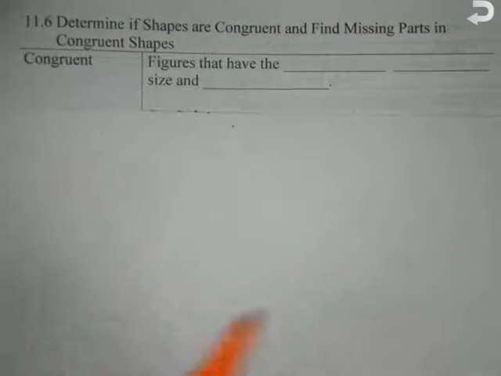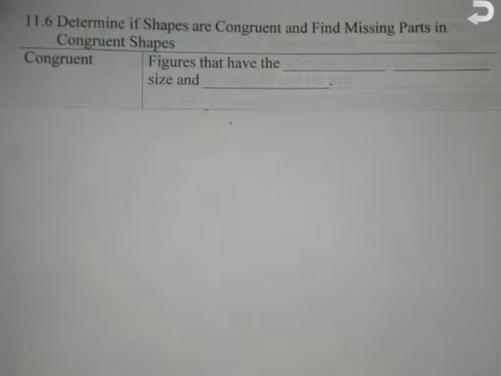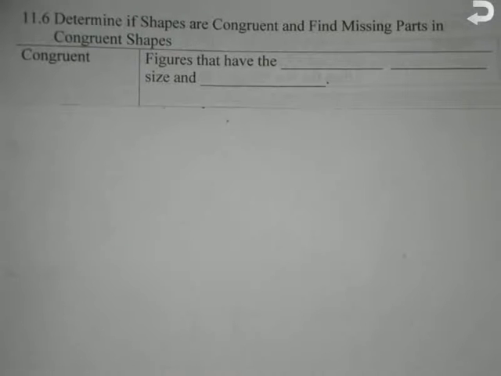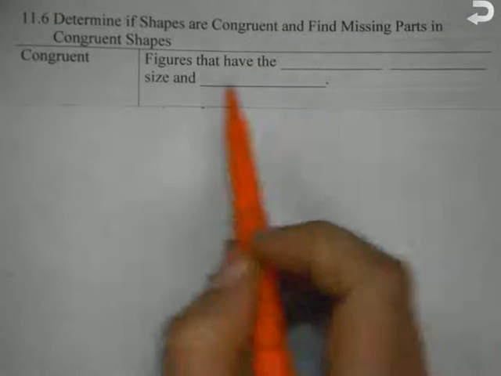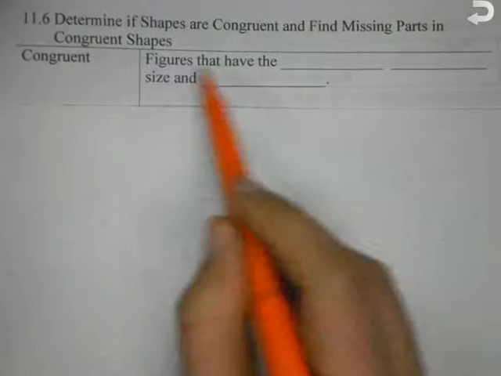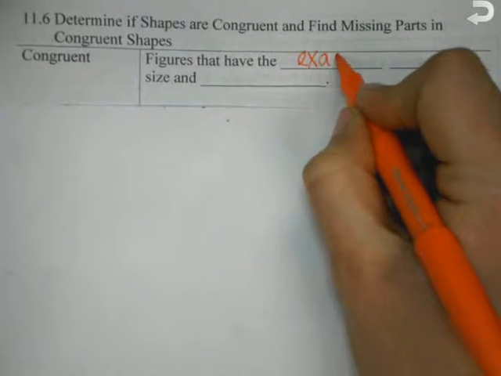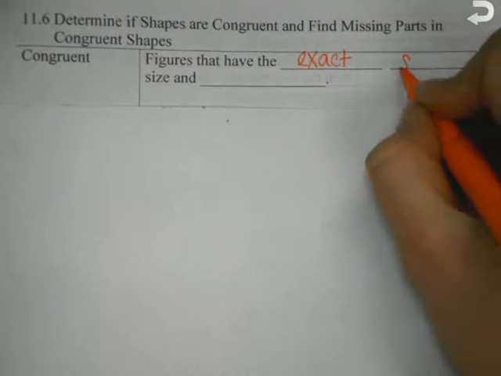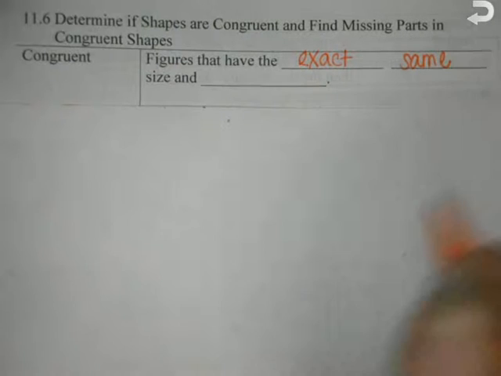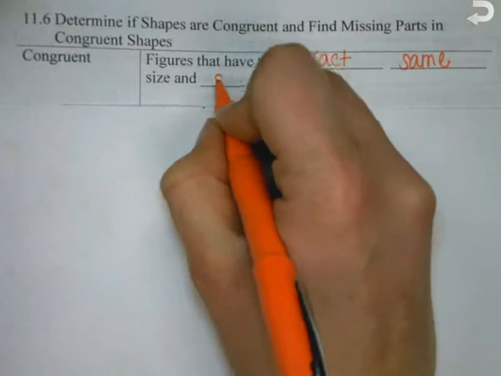So, first, let's define congruent. We should have learned congruent already, right? Yep. Okay, so we are going to just review congruency really quick. Congruent are figures that have the exact same, not about the same, the exact same size and shape.